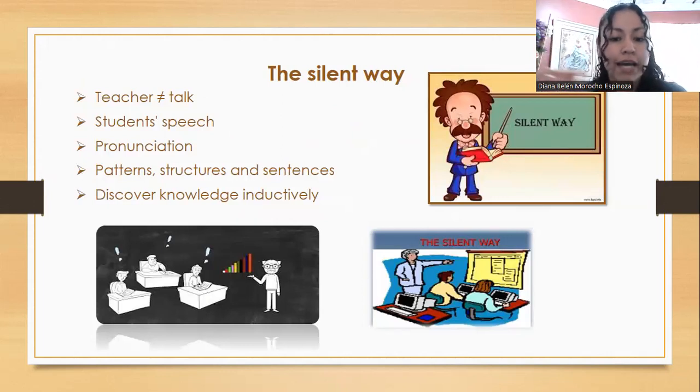This method implies that the teacher doesn't talk much, to maximize the student's speech. So they begin by practicing the pronunciation of certain words, then advancing through patterns, structures, and sentences. So in this method, students don't memorize or repeat what they learned. Rather, they discover knowledge inductively.